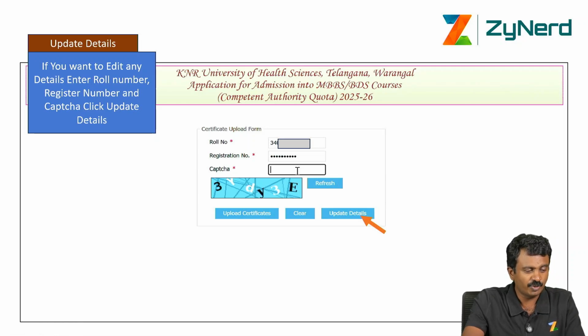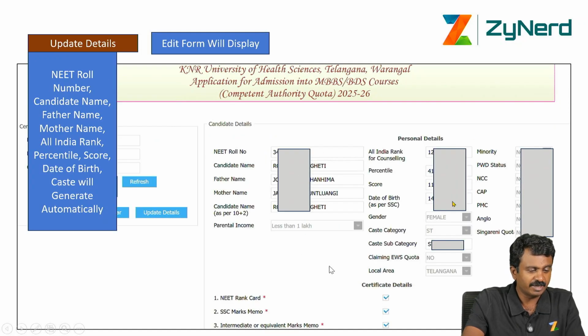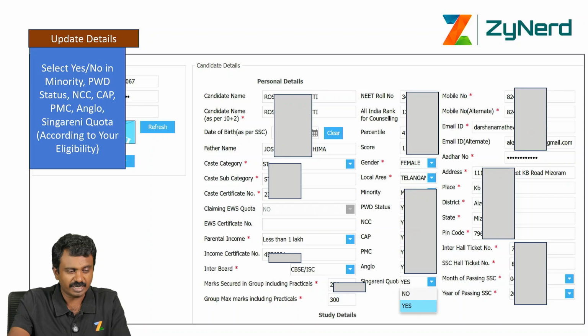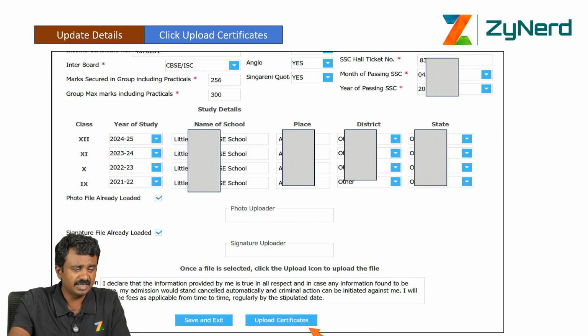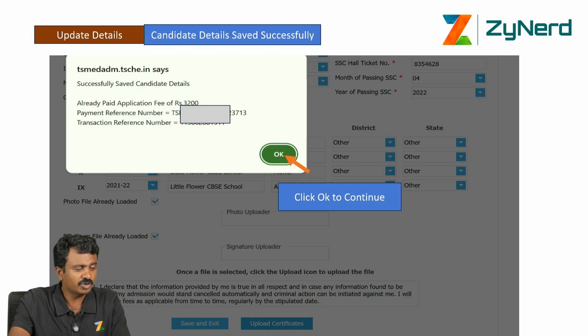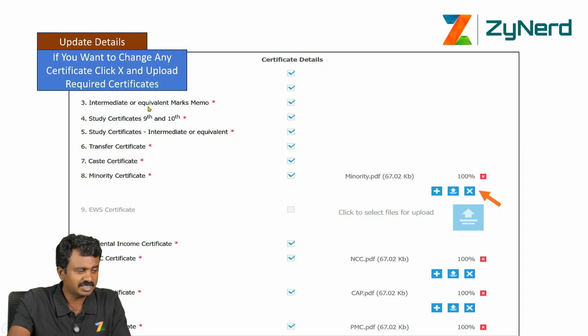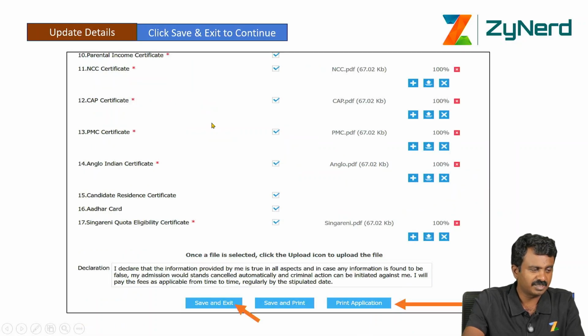At this stage too, if you want to update the details, you can do so by entering the roll number, and you will be able to update some of the details available here. Not every detail, but subcategory and other details are available. Whichever details you want to update, you can update, and then move on to the next page. Here you will see the upload certificates option is available again. You can always upload a certificate and move ahead. If you want to change the certificates, click on the X over here and upload the required certificates. That is possible.